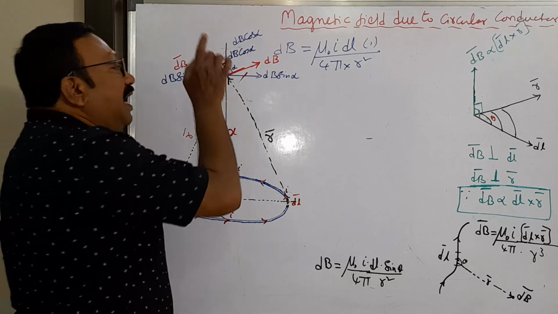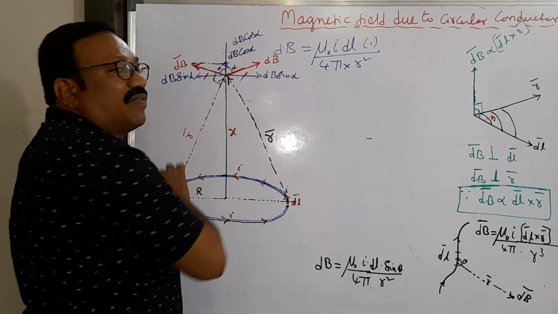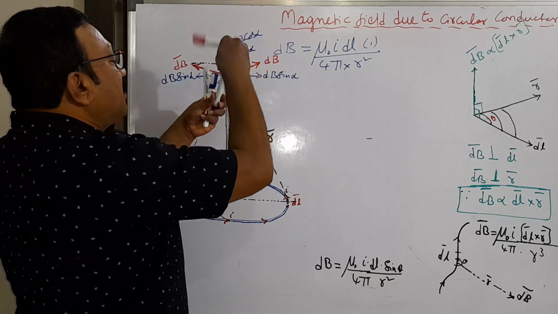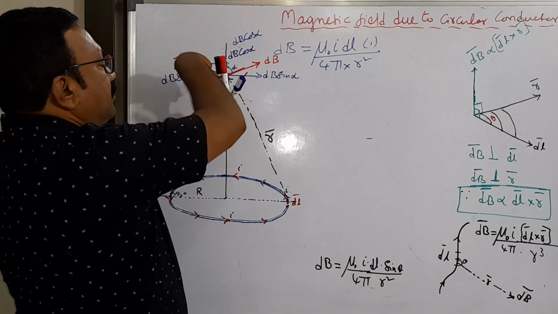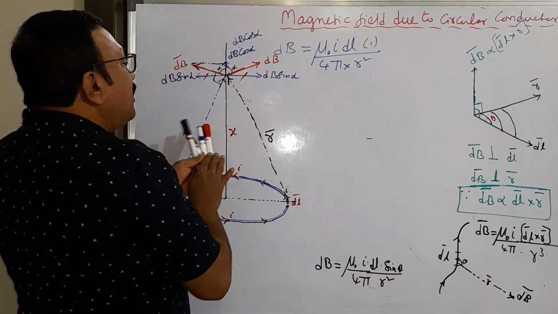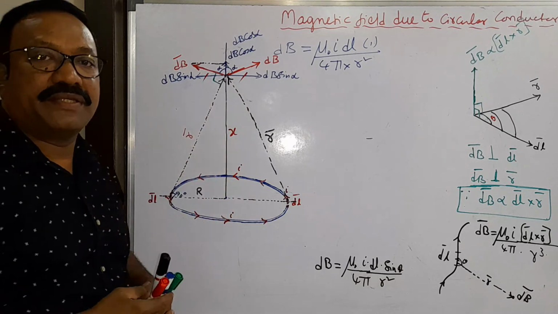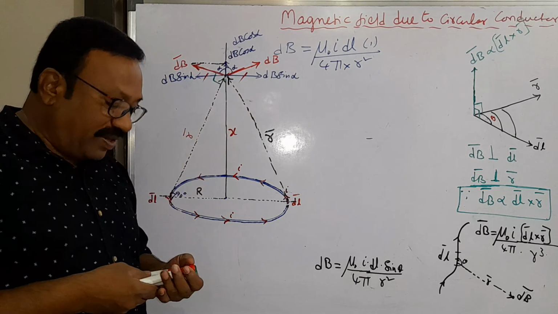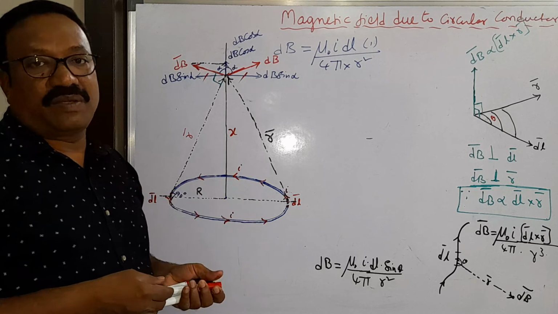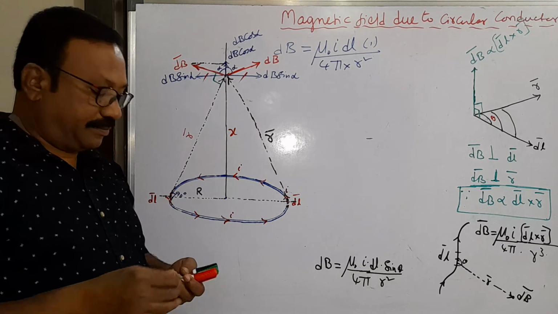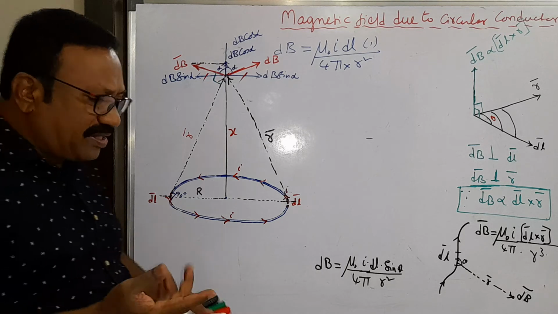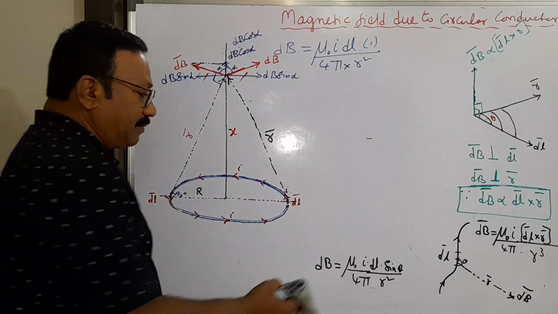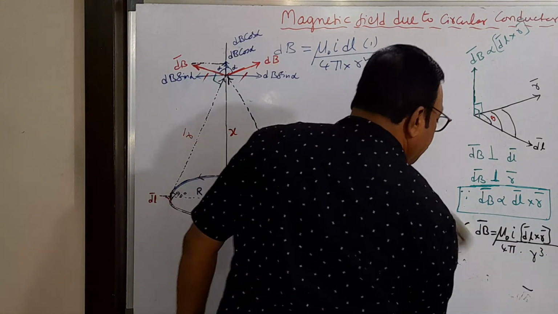But what should I integrate? I am not integrating dB now. I have to integrate dB cos alpha because all dB cos alphas will be coming along the axis like this. All dB sin alphas will be getting cancelled with the opposite element. So I have to integrate this dB cos alpha in order to get the total field on the axis at a distance x from the center of the circular coil. Let us do it now. The derivation part is very simple, 2-3 steps only. But you have to understand all these angles and everything. So I am removing this part now. This is not required now.